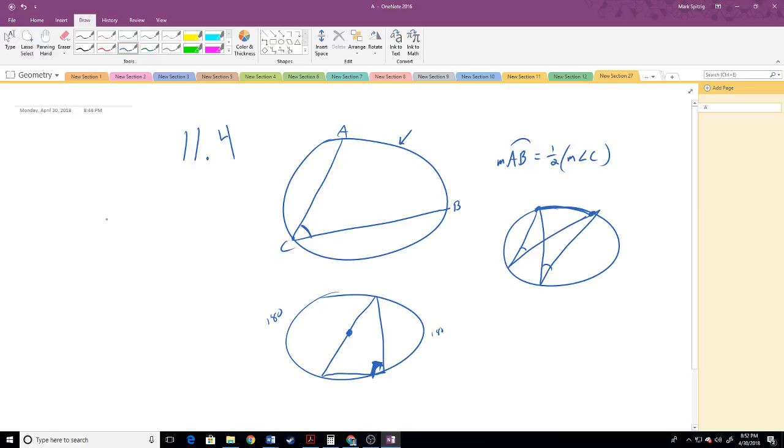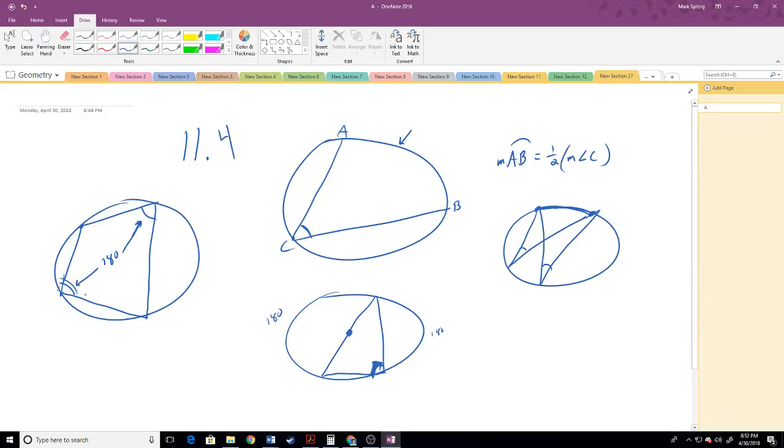There was one other thing. We went over why this was the case in class, but if we have an inscribed quadrilateral, any quadrilateral that's inscribed, what we know is that the angles opposite one another are supplementary. So they add to 180. That was a property of inscribed quadrilaterals. Once we got that, then we're good. All right, so that was 11.4.